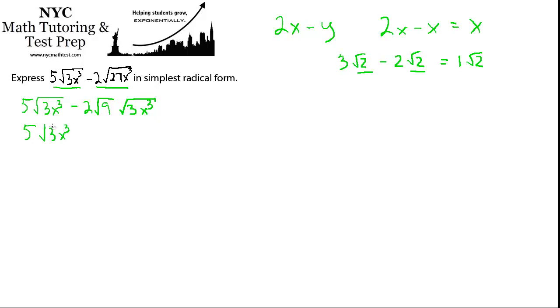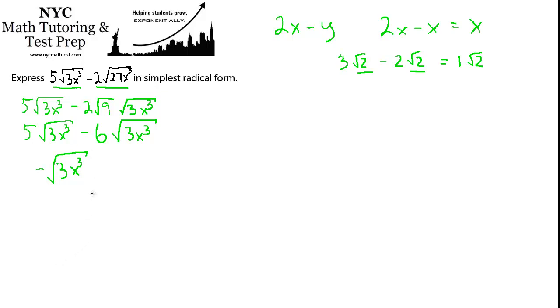3x cubed minus 2 times radical 9. And radical 9 is 3, so minus 2 times 3 is 6, right? So minus 6 times 3x cubed under root. Alright, so now we have this scenario where we have the same thing under root. We can actually go ahead and do the subtraction. So 5 times this thing that's under root minus 6 times the same thing under root is just minus 1 times that thing. So I won't even write the 1, I'll just write minus 3x cubed under root. So that's all that equals.